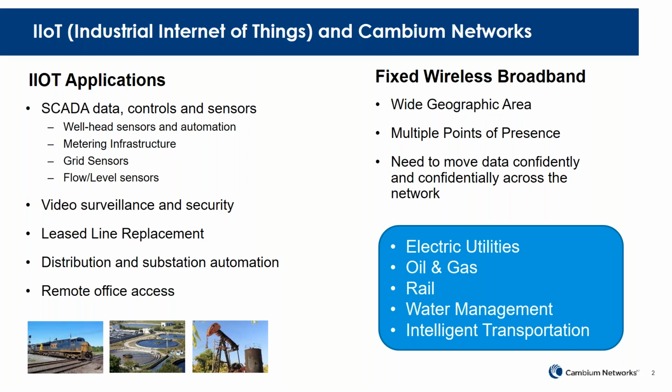So to that end, we really focus on the verticals that you see in the lower right there: electric utilities, oil and gas, rail, water, and to an extent, intelligent transportation, whether that can be some mining applications or some traffic control applications. Oftentimes there's transportation requirements that go along with that.